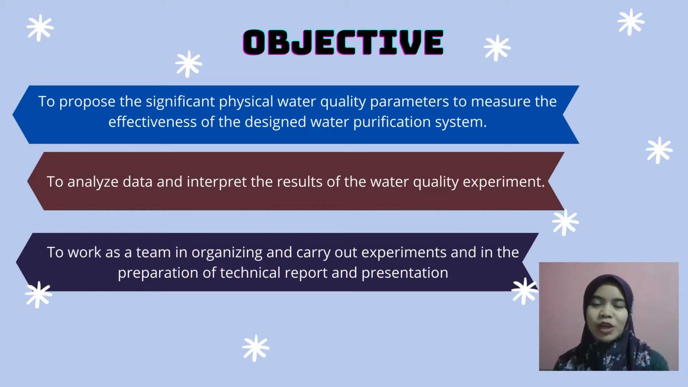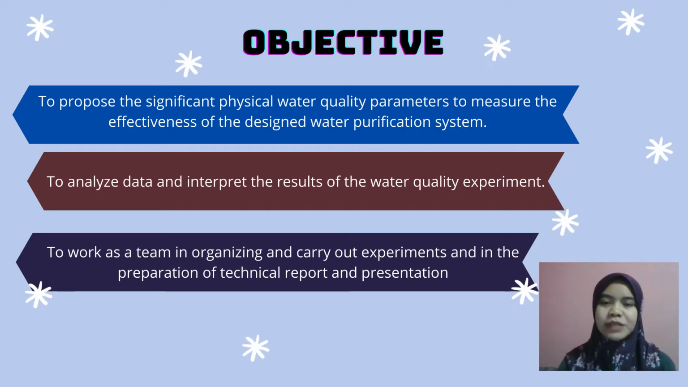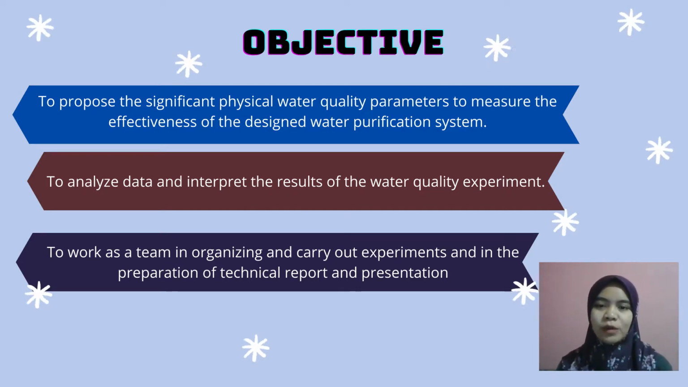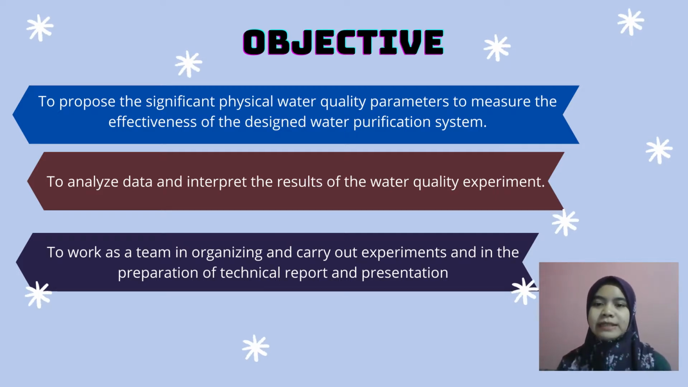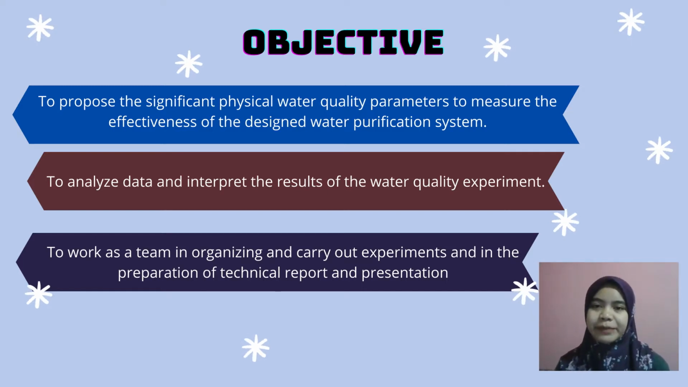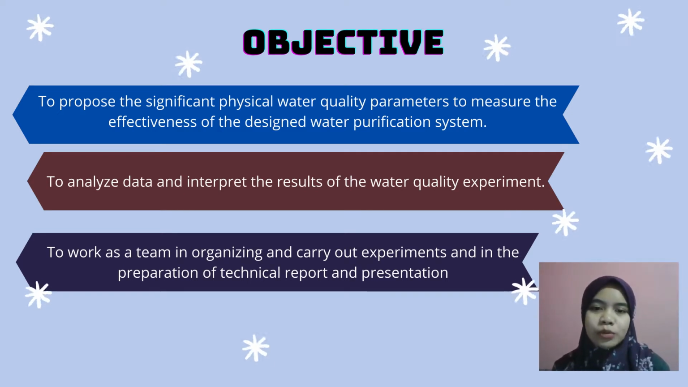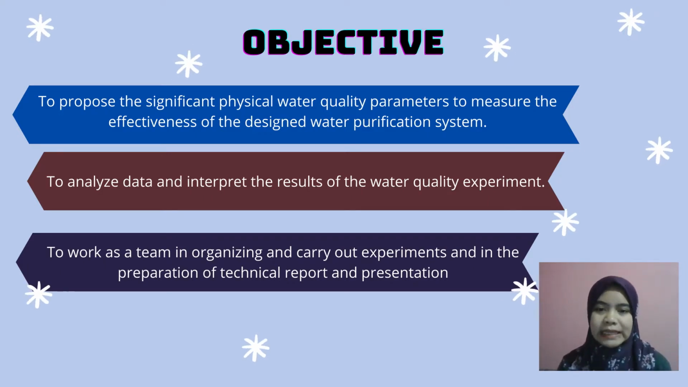Alright, let's move to the objective of this experiment. In this experiment, we have three objectives. Firstly, to propose the significant physical water quality parameter to measure the effectiveness of the designed water purification system. Secondly, to analyze data and to interpret the result of the water quality experiment. And lastly, to work as a team in organizing and carrying out the experiment and in the preparation of the technical report and presentation.